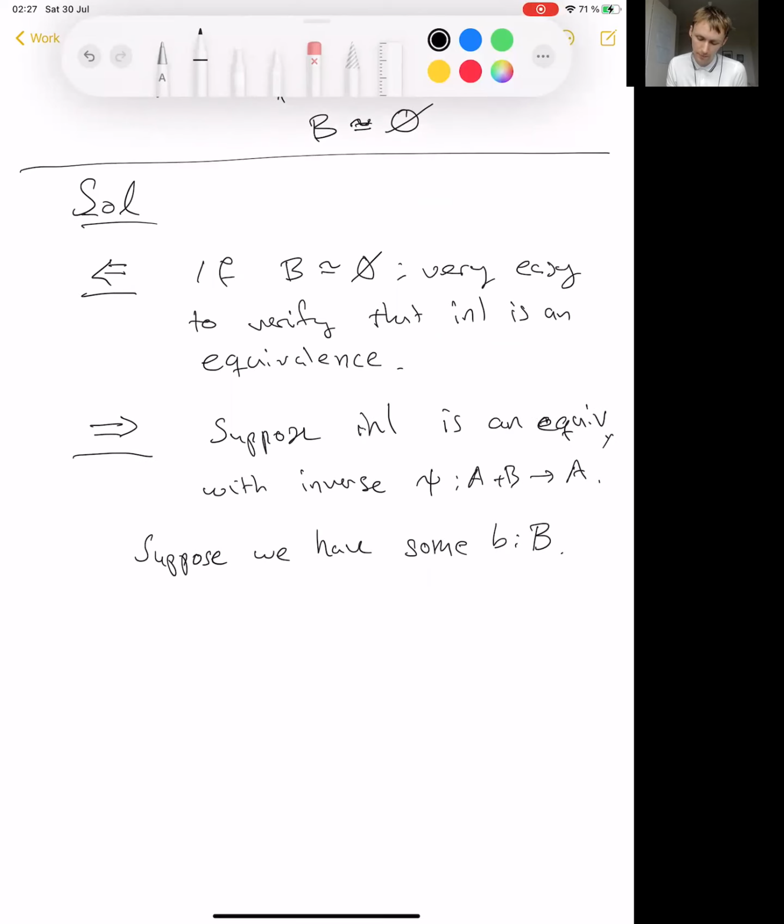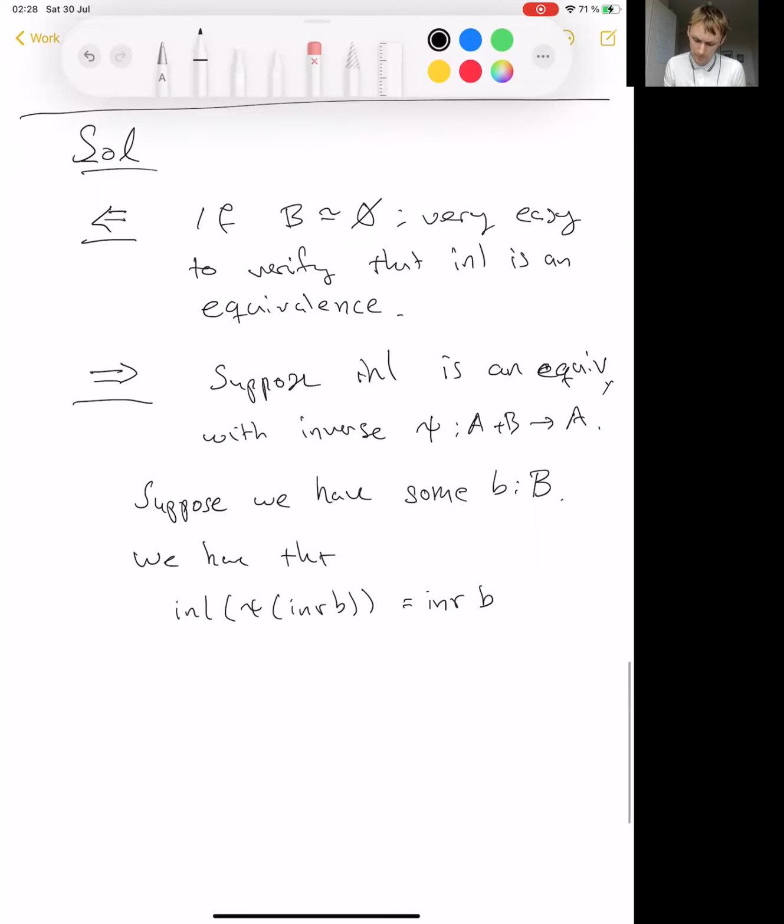Well, because inl was an equivalence with inverse psi, we have that inl of psi of inr of b is equal to inr of b, right? Because inr of b is an element of A plus B, and so we apply these two, inl and psi. Oh, sorry, there's a typo here. inl of psi of inr of b will have to be inr of b, because we assume that these two are inverses to each other.